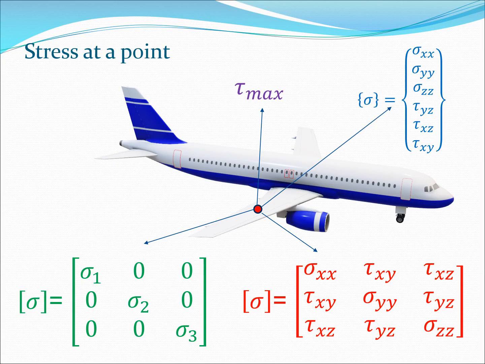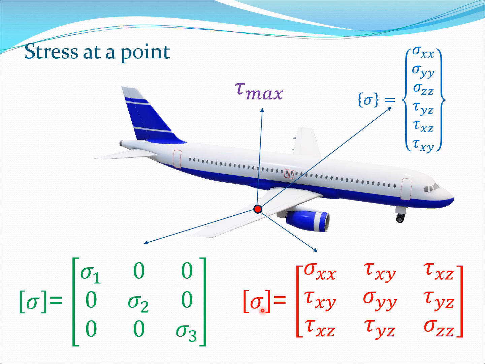Now let's just look back at the aircraft picture and look at a point on the wing. We now know that at this point on the wing there is a stress state which can be given by the stress matrix. Also we can write it in a more compact form as a stress vector, and there are three normal stresses and three shear stresses.